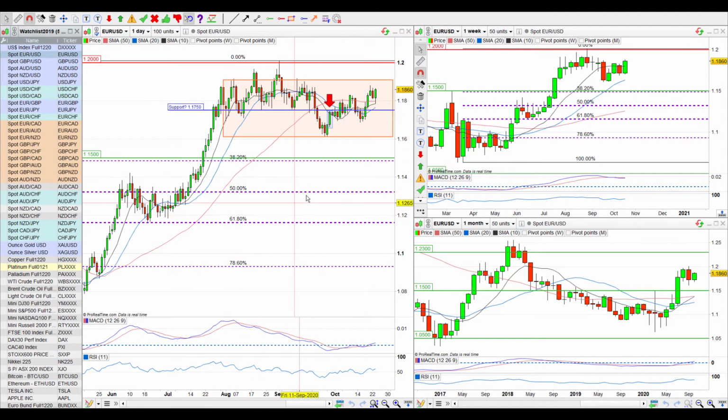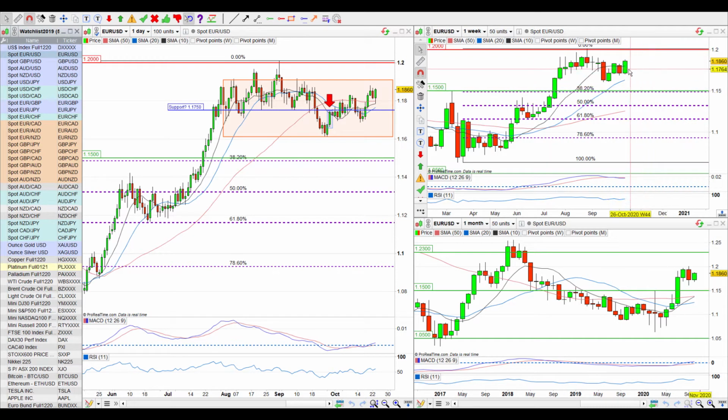Looking at euro dollar, that looks nice and bullish, very nicely set up to hit higher. Again, that weekly is in an uptrend. It's now had a nice pullback. It hasn't really connected with that 302, which would have been nice. To me, 1.15 would make a lot more sense.